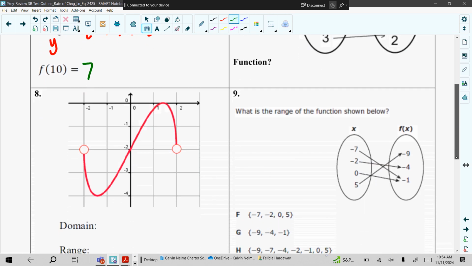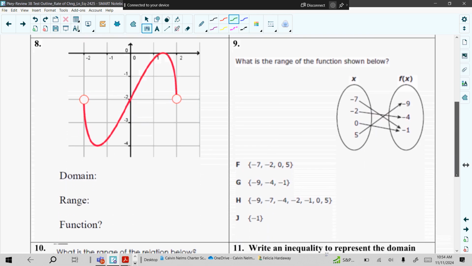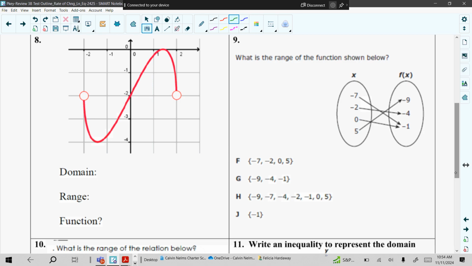All right. So let's talk about when we have open circles. So I'm going to do number 8 here. All right. Domain is scanning from left to right. Here's the left of the graph of this wave right here. It's an open circle, so that means it's open here at the -2. Where's the right of the graph?